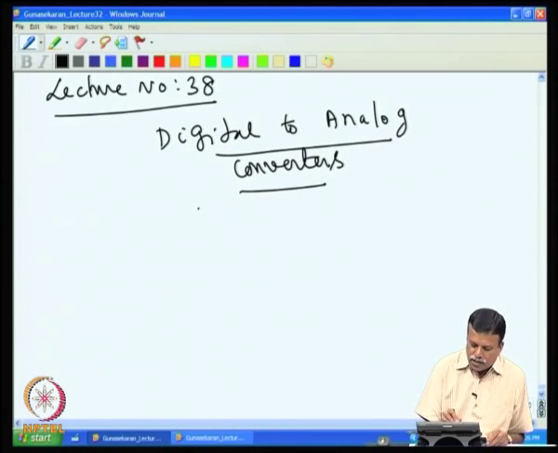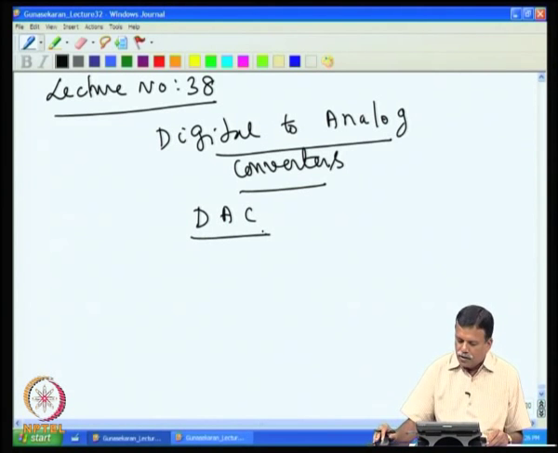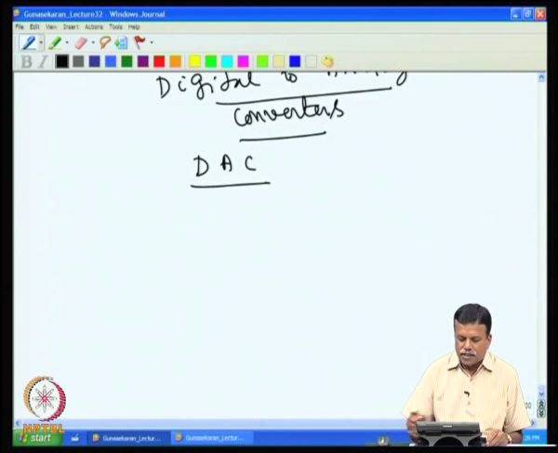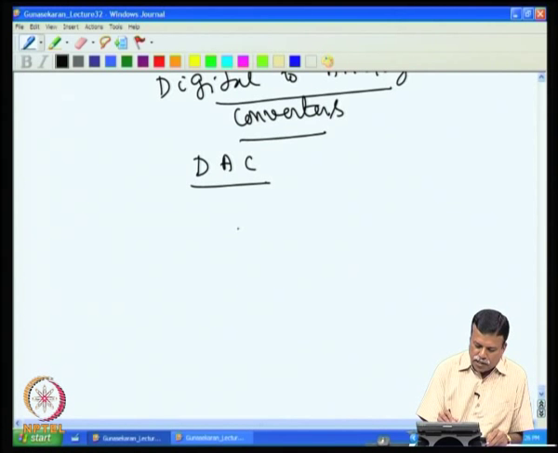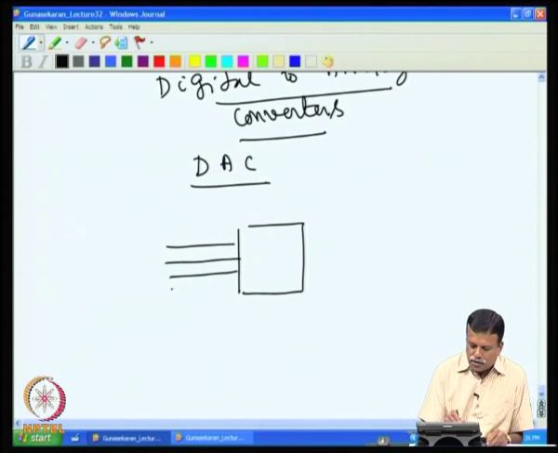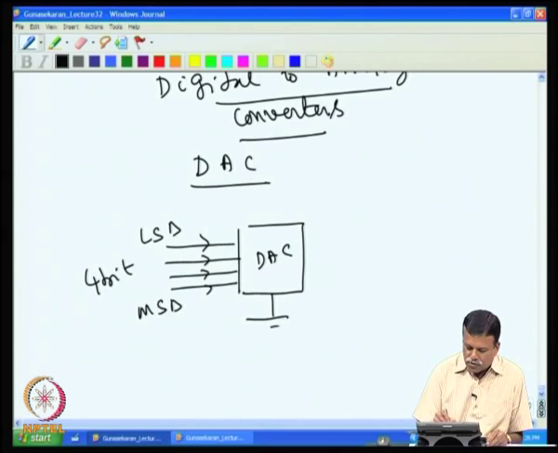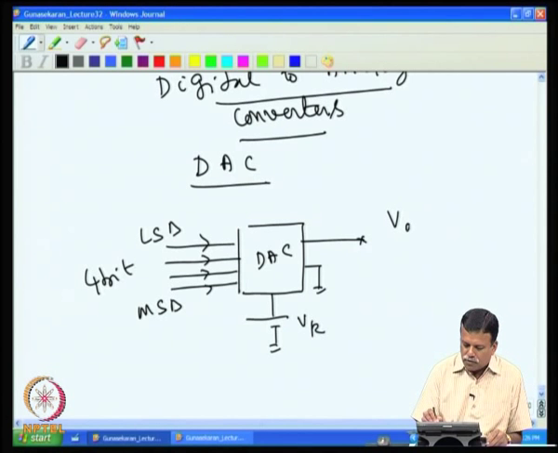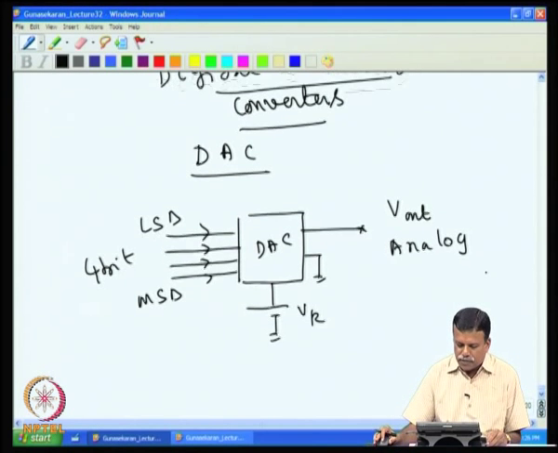Digital to analog converter, we call it DAC. When a digital word is given, we want the equivalent analog output. So, the general block diagram would be that we have a digital input given, for example a 4 bit converter, with the LSB here and the MSB here, the inputs being zeros and ones. The DAC has a reference voltage V reference, and then we get the analog output V output analog. So, this is the general block diagram for the DAC.